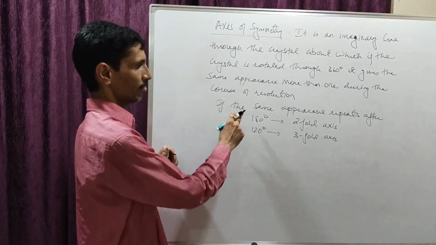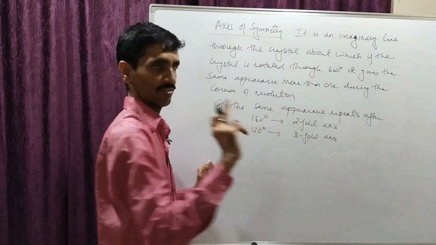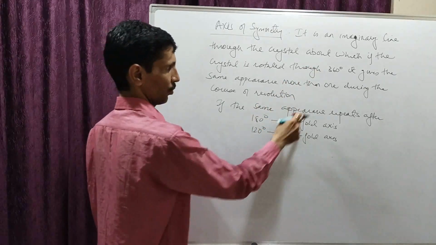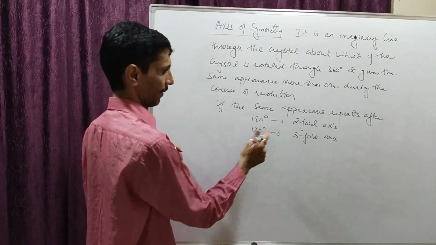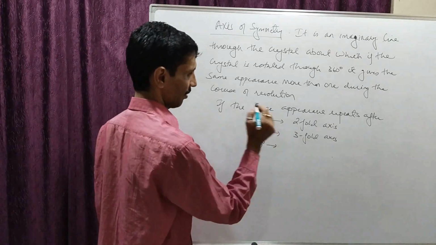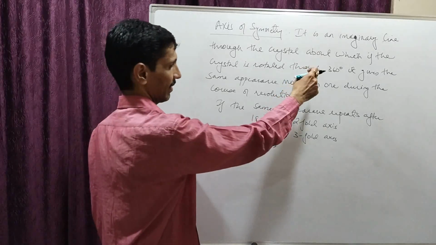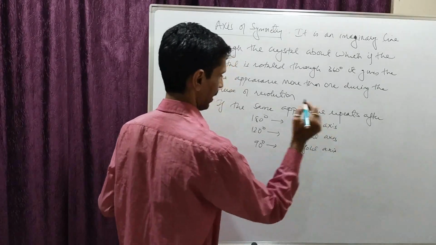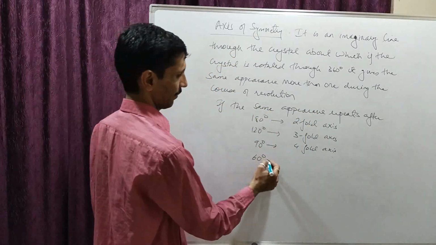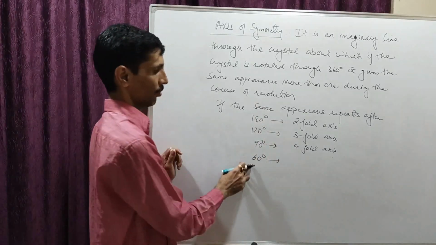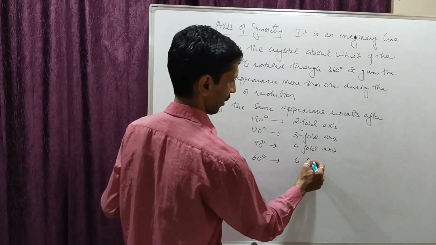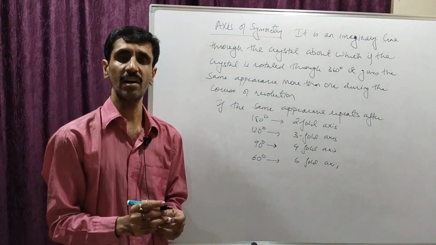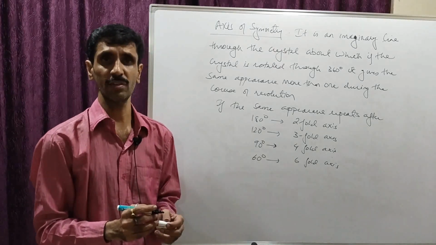What we need to do is divide this angle of rotation into 360 degree, because 360 degree is a complete revolution. So 360 divided by 180, you get 2. 360 divided by 120, you get 3. If the repetition is after 90 degree, 360 divided by 90, obviously you get fourfold axis. And finally, if I get the same repetition after rotation through 60 degree, I will be getting a sixfold axis. So this is, my dear friends, about axis of symmetry. I hope you have understood this very well.